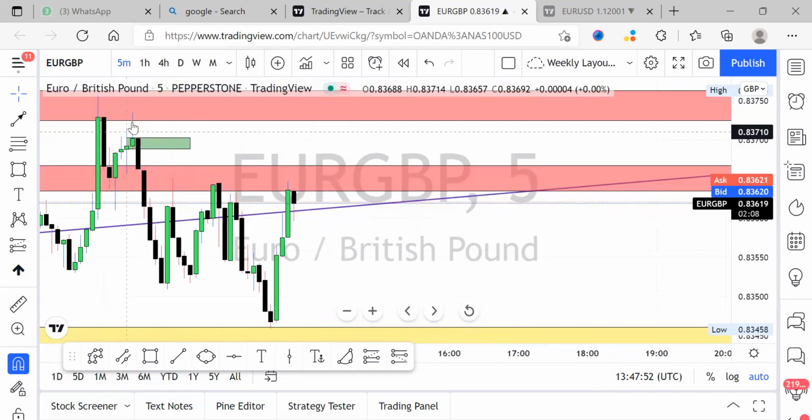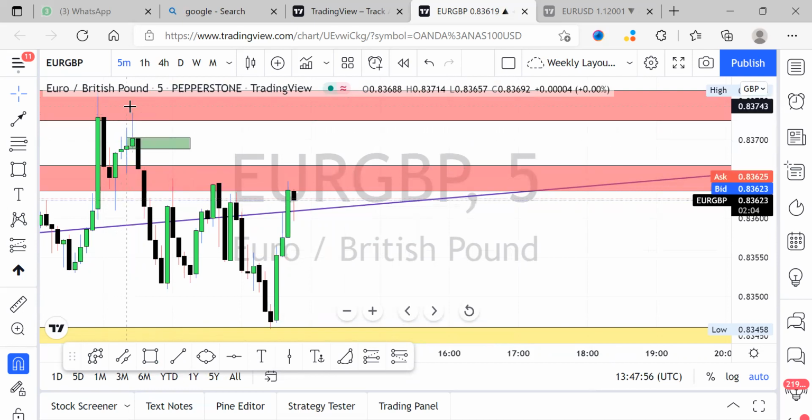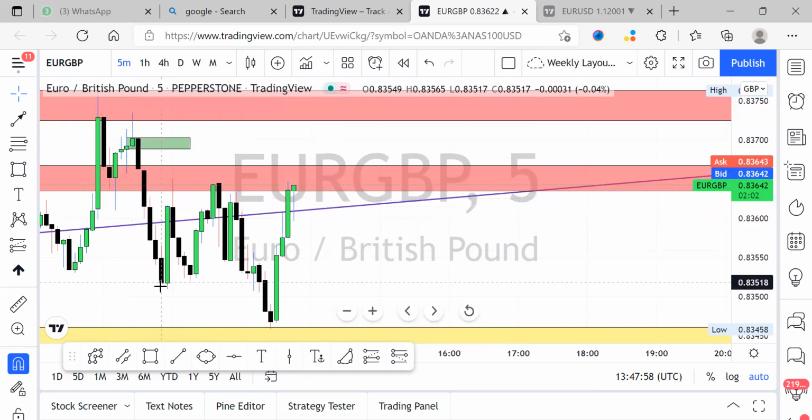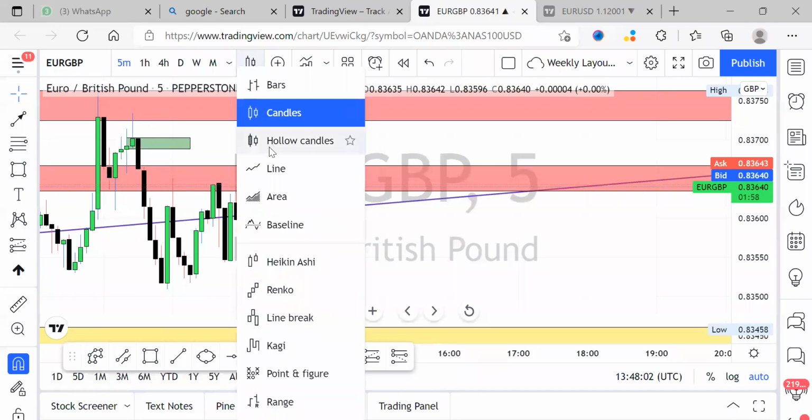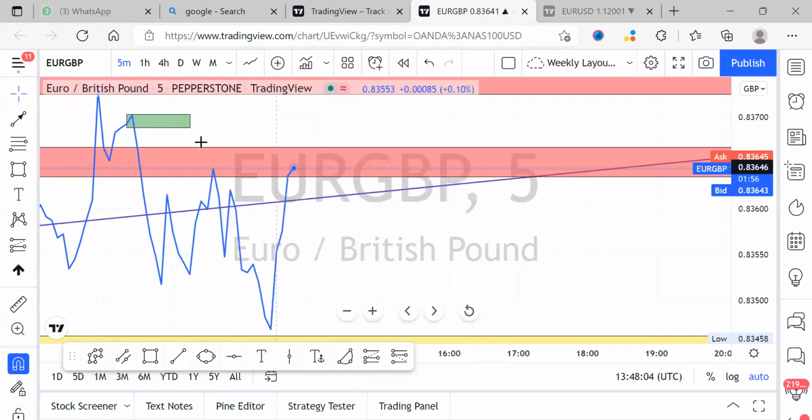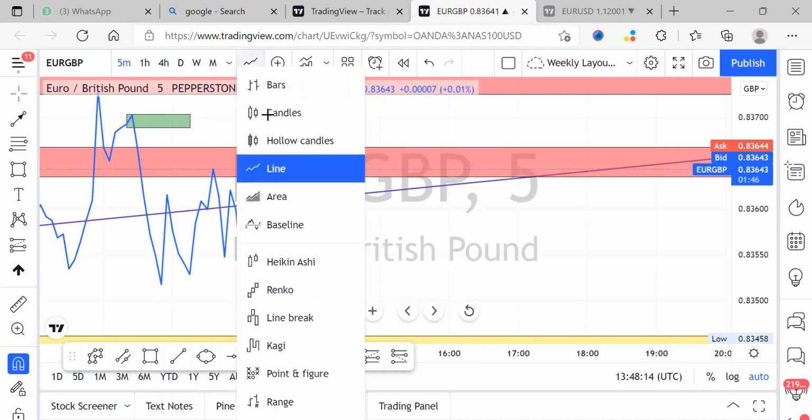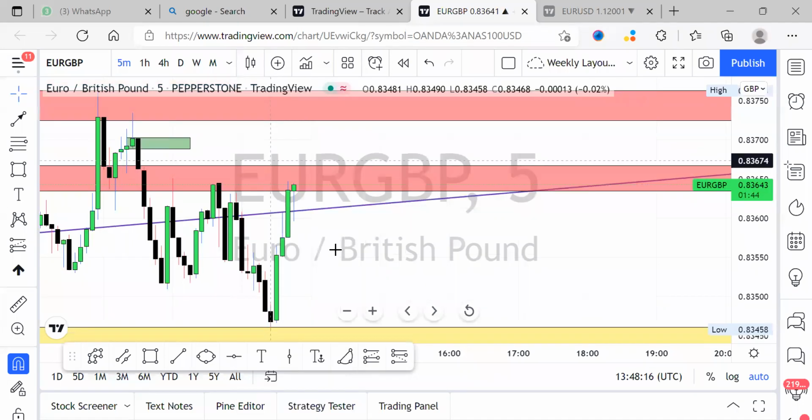So, wick entry from the supply zone, wick entry. The wick went down and the price shot down. If I now look at this from a line chart, look at that line, how aggressive it was. Nothing else touched that zone. You could make a lot of money if you just understand how line charts are made.